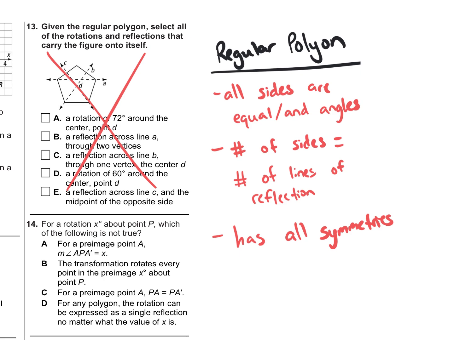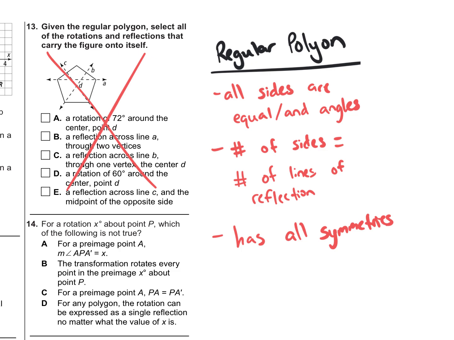If I was talking about an octagon, how many lines of reflection does an octagon have? 8. Where'd you get that from? The number of sides. Yep. Does an octagon have rotational symmetry? Yes. Does it have point symmetry? Yes. Does it have reflectional symmetry? Yes. That's what the problem's going to look like tomorrow.